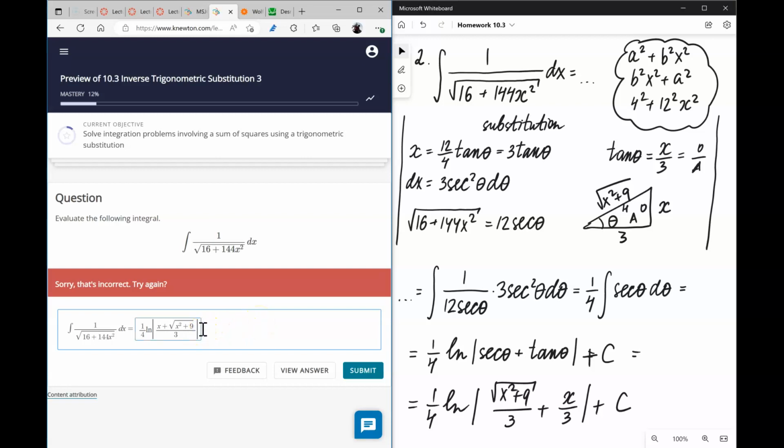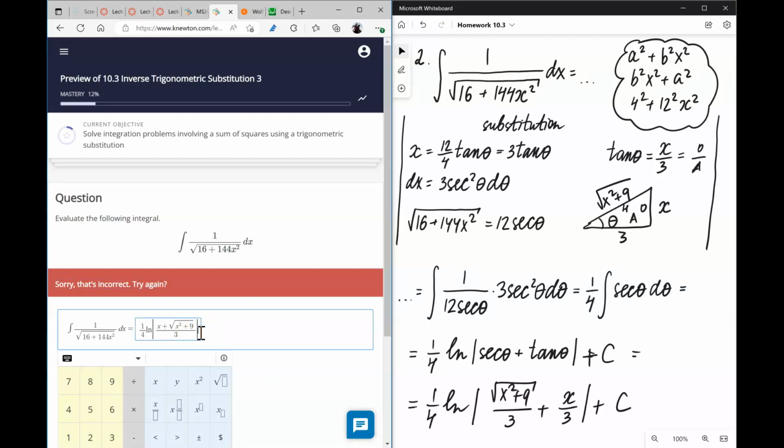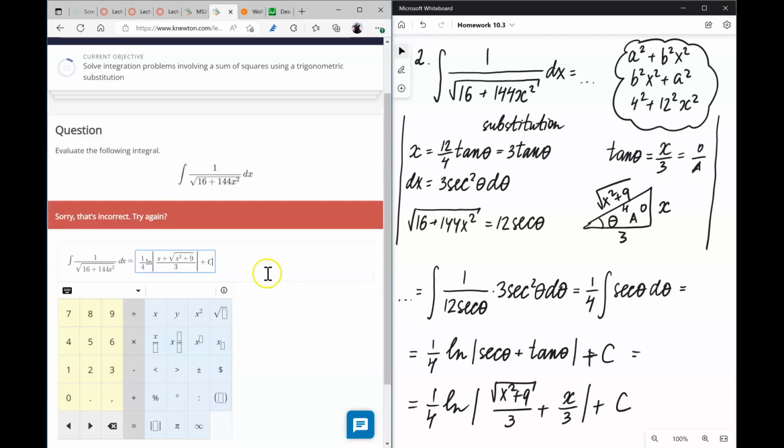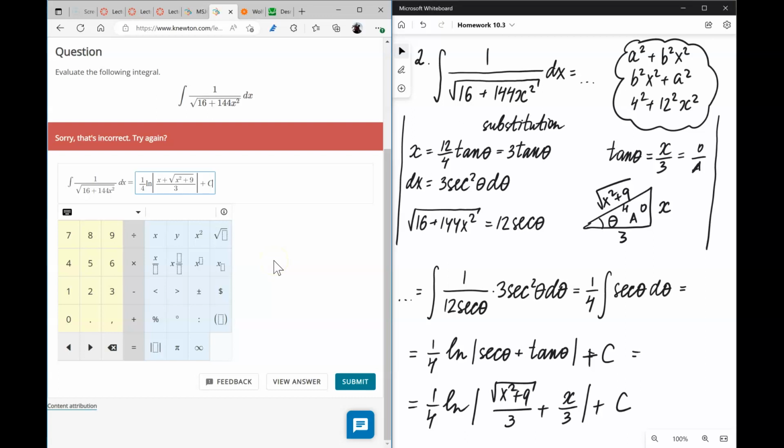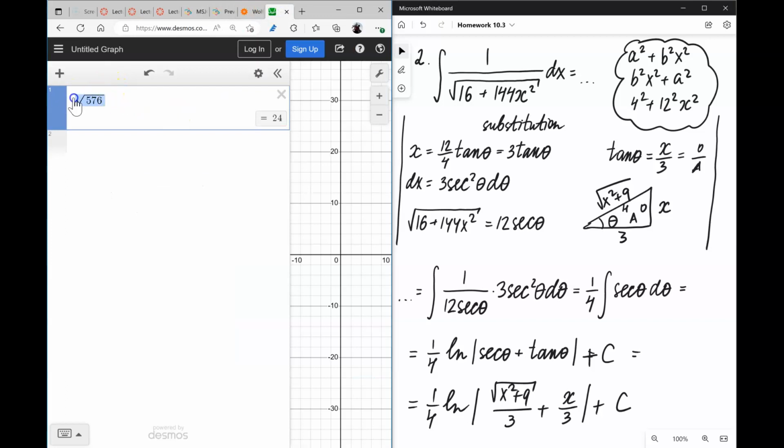It's better being plus C, but now I'm a little paranoid. So, plus C. I mean, the only way to check is to actually graph it. So now that I wasted one attempt, I'm gonna graph my derivative, my original function.